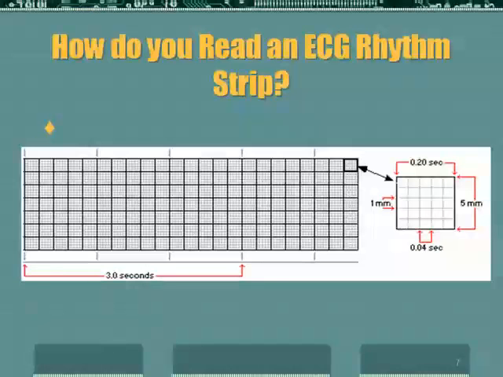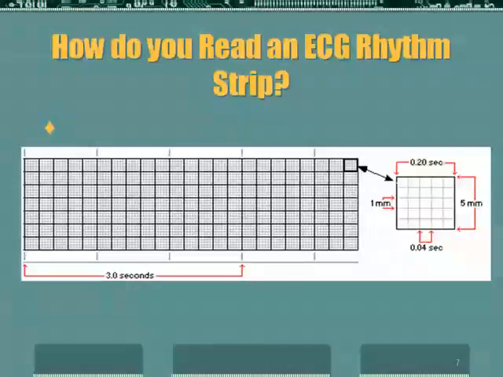If you take 5 of those very small boxes and put them together, that represents 0.20 seconds of time. So when we look at a PR interval, for example, or a QRS complex, and we measure those, we're going to look at these boxes and measure them horizontally in order to get the correct interpretation or assessment of those different types of things.